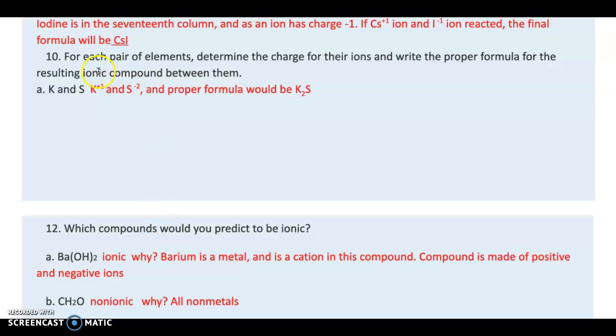This is the same type of question, but now it's asking you about potassium and sulfur. Potassium is in the first column, so it will have a charge +1. Sulfur is in the 16th column, therefore it will have a charge -2. So we do the crisscross method. Sulfur has 2, so potassium will have it. So the final answer is K2S. So this 2 went on the bottom of potassium, and this one went on the bottom of sulfur.